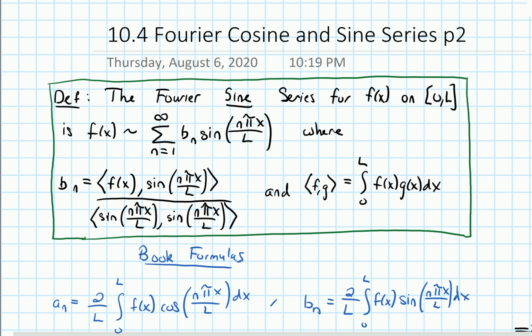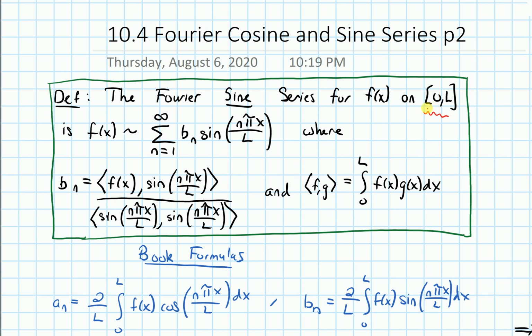One quick way to remember whether the inner product goes from negative L to positive L or from 0 to positive L is this: if a question is asking for the Fourier sine series or the Fourier cosine series, the function is going to be defined on 0 to L, so I stay consistent with those numbers in this integral. If it's talking about a Fourier series generally, the function would be defined on negative L to positive L, so my integral would also go from negative L to positive L. So that's one quick way to verify.